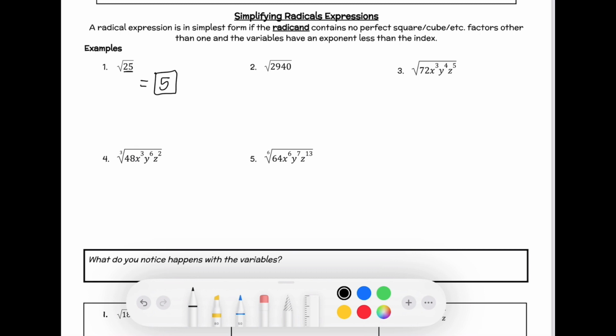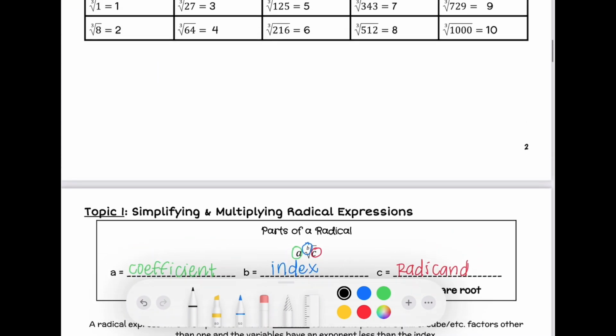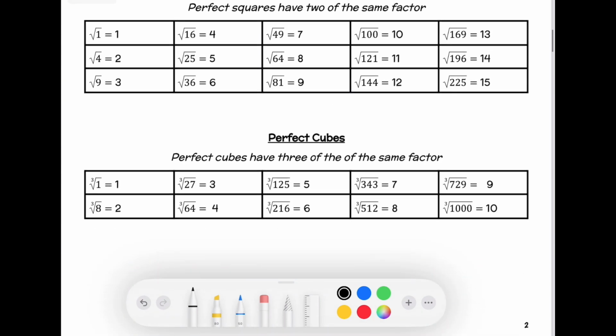Now, 2,940 is a way bigger number. So there's multiple ways to do this, and I'll show you both ways. But when it's a really big number, one of the quickest ways to simplify this is to actually look at what is the biggest perfect square that we can divide this number by. So this is kind of trial and error. If we tried 225, which is the biggest one on our list, that wouldn't work.